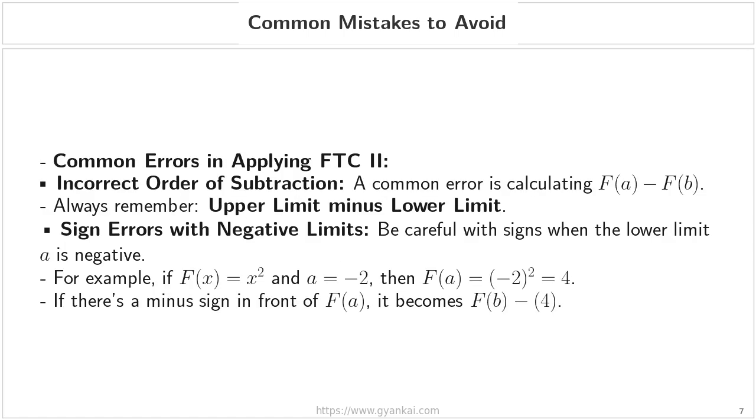Next up, sign errors with negative limits. This one trips people up too. When your lower limit, which we call a, is a negative number, you need to be extra careful when you evaluate the antiderivative at that point.